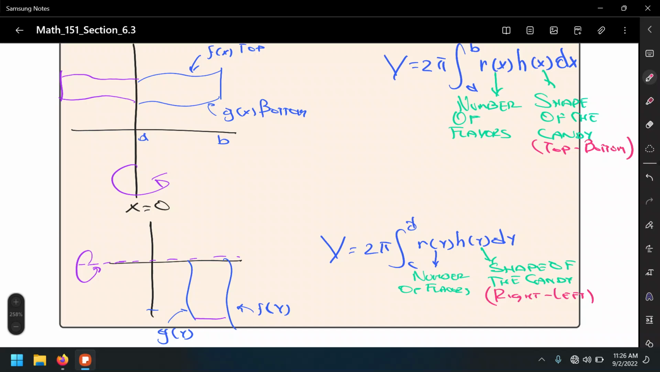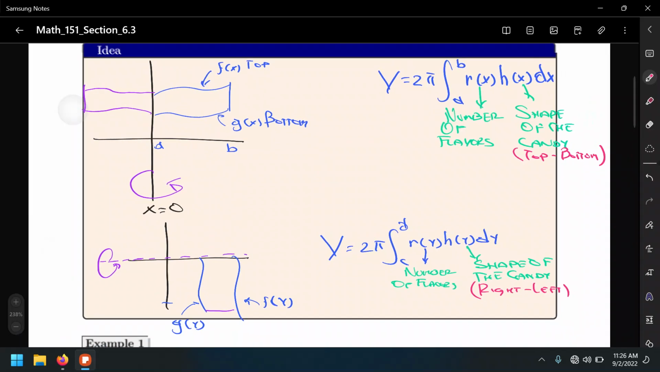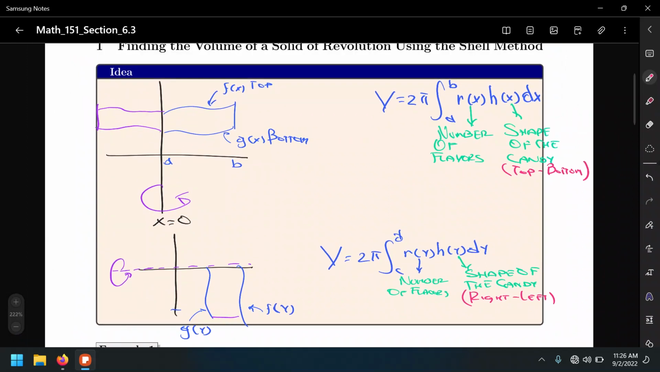Alright, what's the main difference here between the disc washer method and this new method called the shell method? In the disc method, let me zoom everything out so you can see the whole thing. In the disc and washer method, when we rotated about the x-axis, we used functions of x. When we rotated about the y-axis, we used functions of y. In this case, it's the reverse.